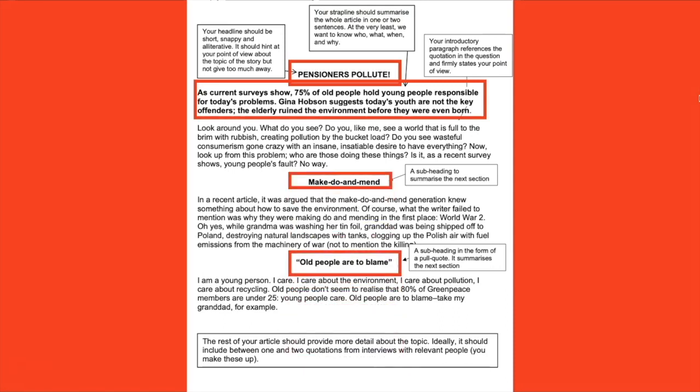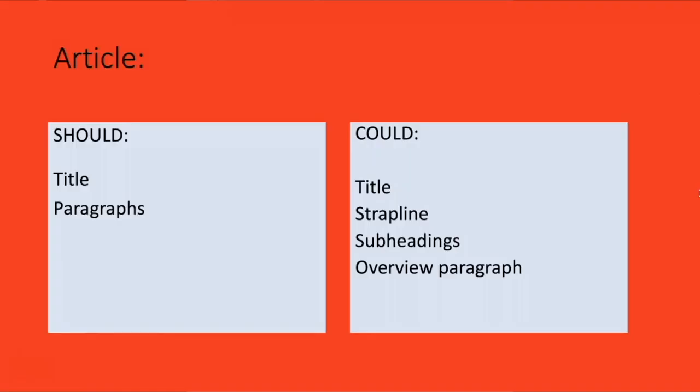Subheadings. A subheading summarizes the next section. You can see I've used a number of them here. An overview paragraph. This paragraph references the quotation in the question and firmly states your point of view. So that's what we expect to find in an article. At a minimum, a title and writing in paragraphs. More in depth, everything in this list on the right.